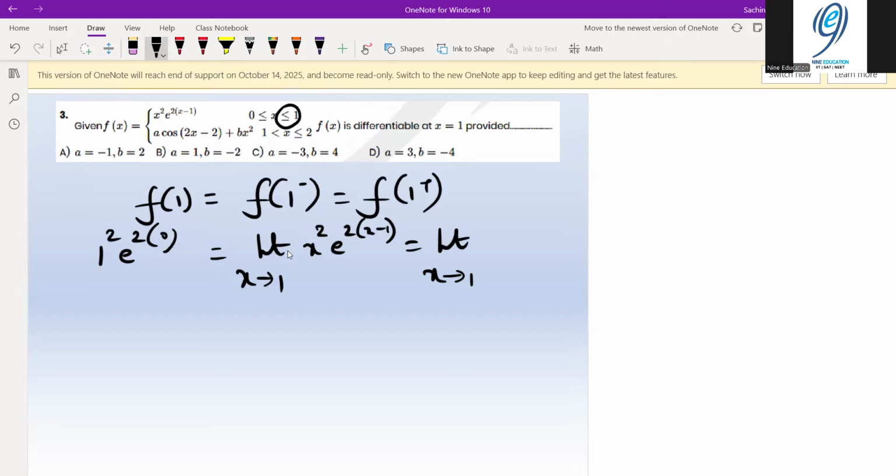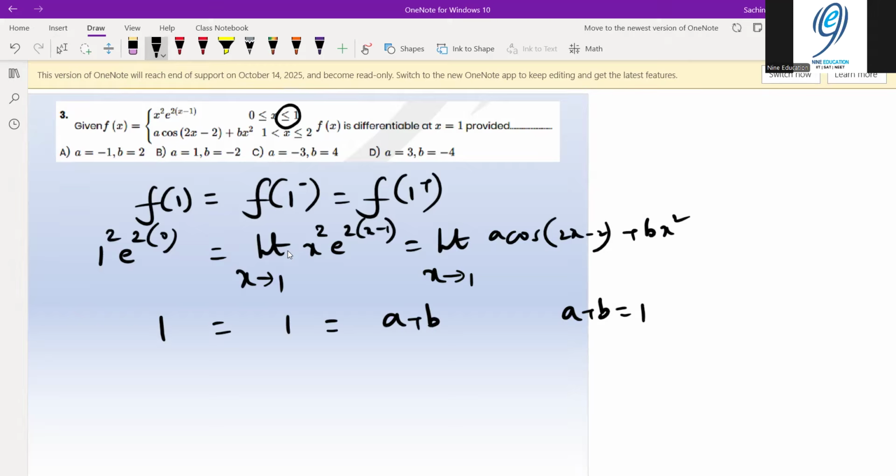This will be limit as x tends to 1, a times cos of 2x minus 2 plus bx squared. Right? So what you observe is that f of 1 is 1. The left limit is 1. The right limit, if you substitute x equals 1, you get a plus b. And that gives you your first condition, that is a plus b should be equal to 1. Right? This is the condition for continuity.